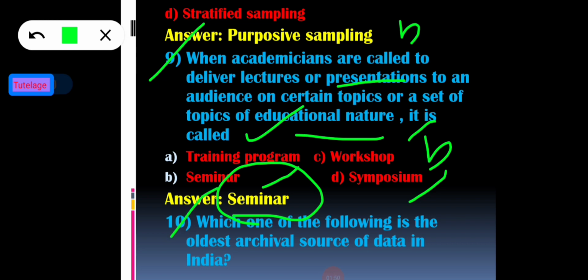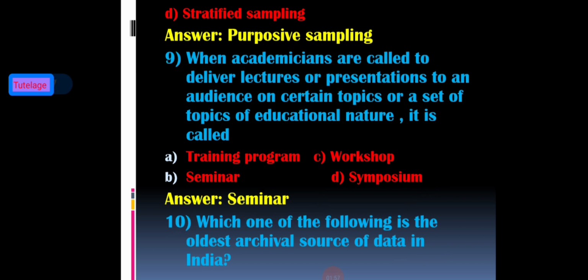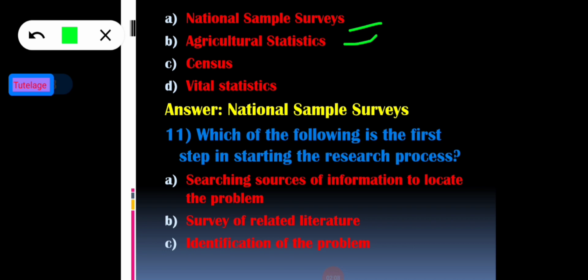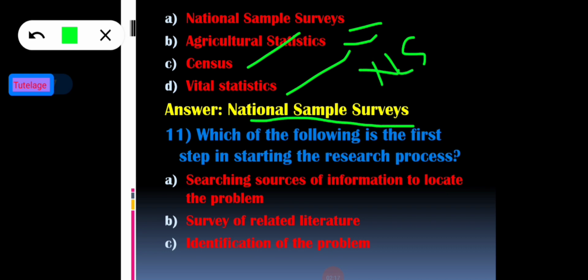Which one of the following is the oldest archival source of data in India? So we know there are four options for this particular question. The first option, that is National Sample Surveys, that means NSS. Option number B is agricultural statistics. Option number C is census and vital statistics. So oldest source of data, that is National Sample Survey or NSS. Okay. So option number A is the correct answer.